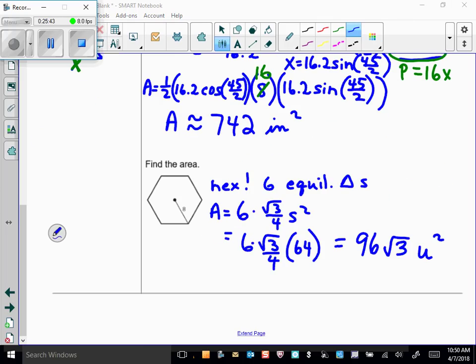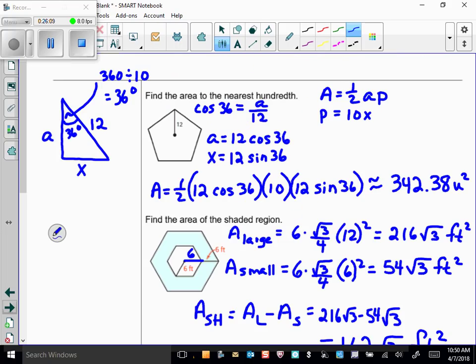Okay, I'm going to pause, I'm going to write the answers, and then you work them and come back and check. All right, so our practice problem started off with a hexagon, which we love because we know that a hexagon is made up of 6 equilateral triangles. So I just used my formula, found the area of one triangle, multiplied it by 6, and I got 96 times the square root of 3 square units. Would you get the same thing if you used a half AP? Yes, you would.